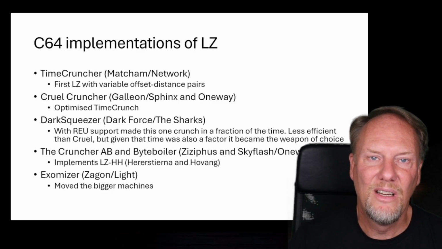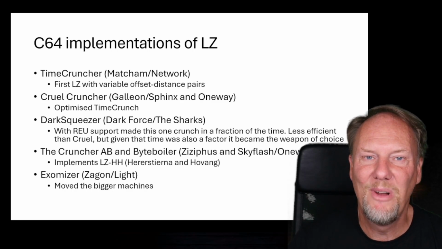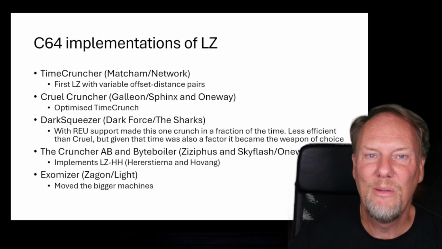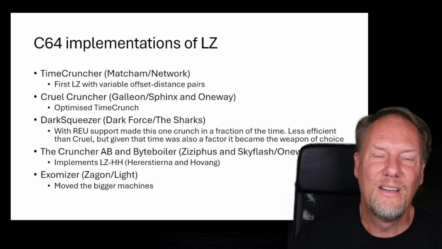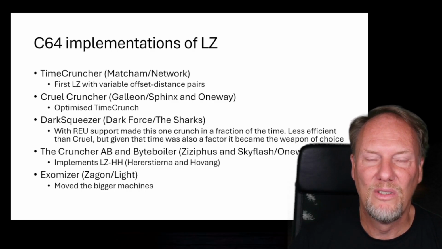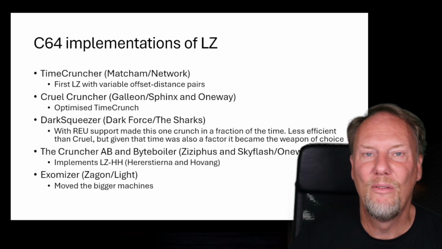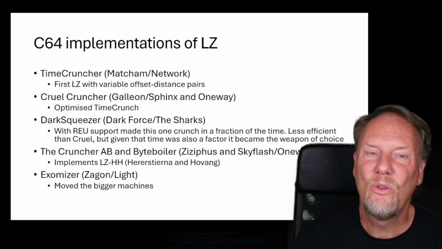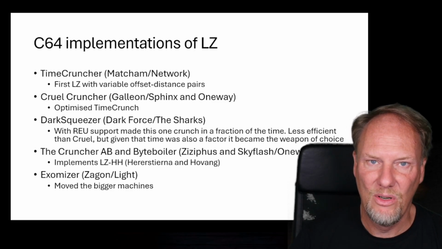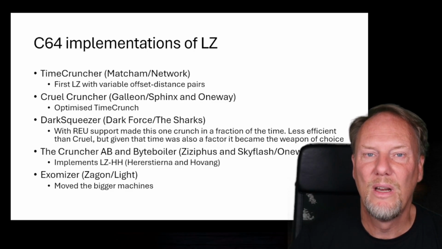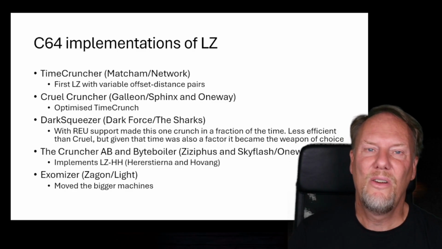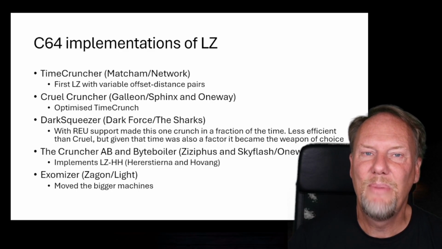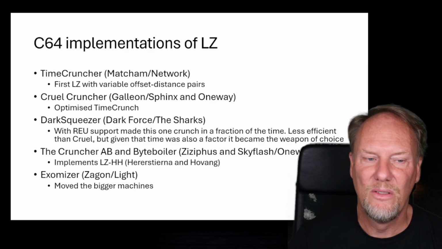Galleon of Sphinx took Time Cruncher, reassembled it, and tried to optimize it, making it faster, making it more efficient, thereby possibly even making it slower. And his version of Time Crunch became in a league of its own, Cruel Crunch. That took over the reign of Time Cruncher, and it became the most efficient one, but it took forever. Christopher Cassel, so Galleon, had the best cruncher for a number of years.